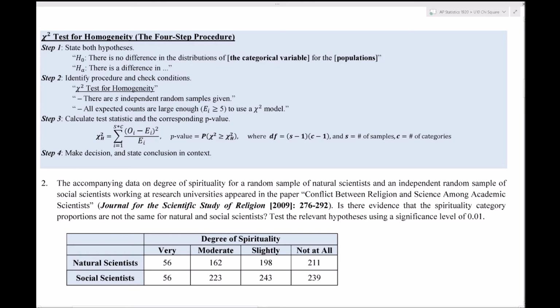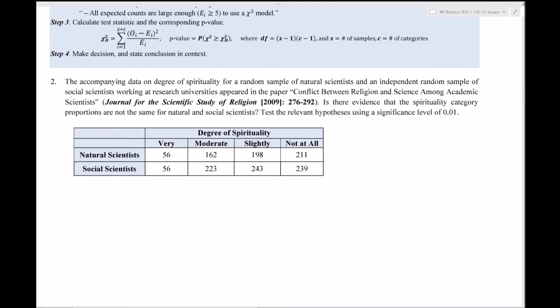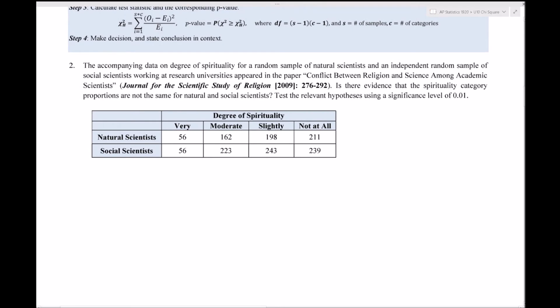So I'll practice this with number 2, running the full procedure, and then we'll be done with this particular handout. So number 2: the accompanying data on degree of spirituality for a random sample of natural scientists and an independent random sample of social scientists. So comparing two different types of scientists with respect to their degree of spirituality, both of them working at research universities, appeared in the paper. The name of the paper is Conflict Between Religion and Science Among Academic Scientists. This is an actual journal article, The Journal for the Scientific Study of Religion, 2009.